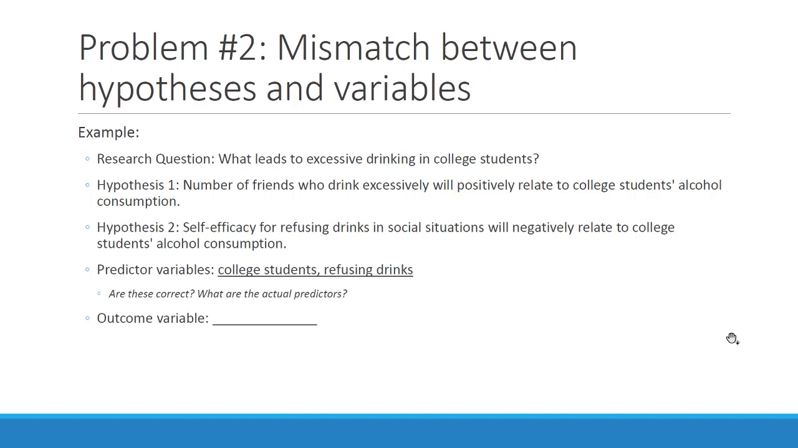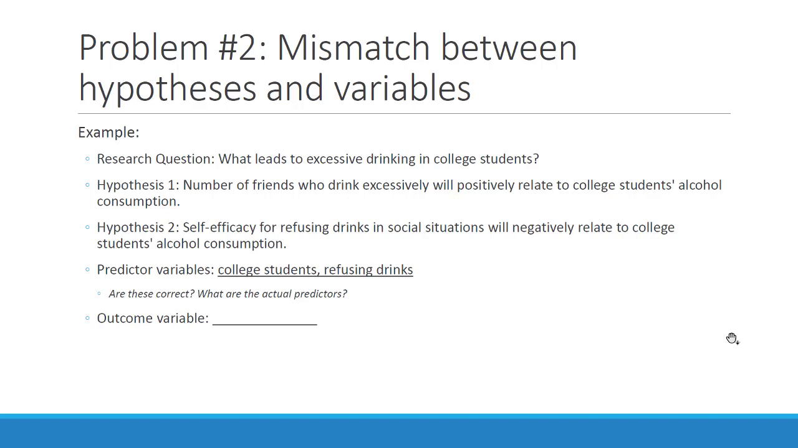With our hypothesis 1 is that number of friends who drink excessively will positively relate to alcohol consumption. Number 2 is that self-efficacy for refusing drinks in social situations will negatively relate to college students' alcohol consumption. And if you listed here that your predictor variables are college students and refusing drinks, that is not correct. So the actual predictors in this case would be number of friends who drink excessively and self-efficacy for refusing drinks in social situations. What is the outcome variable?